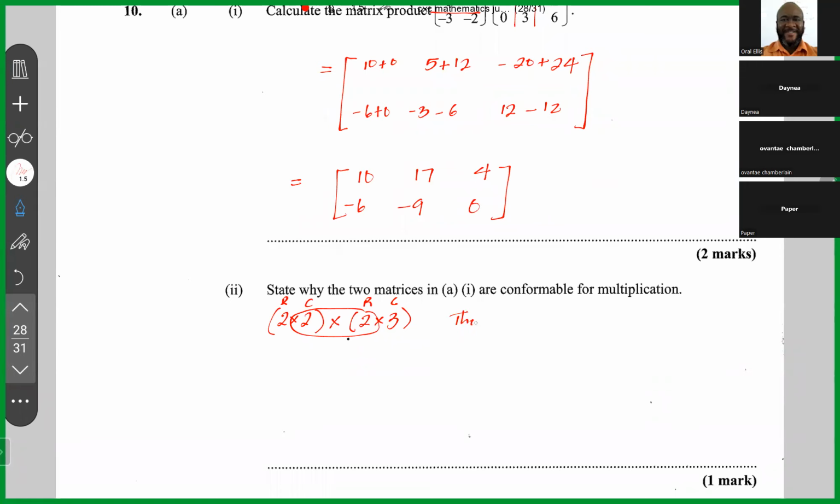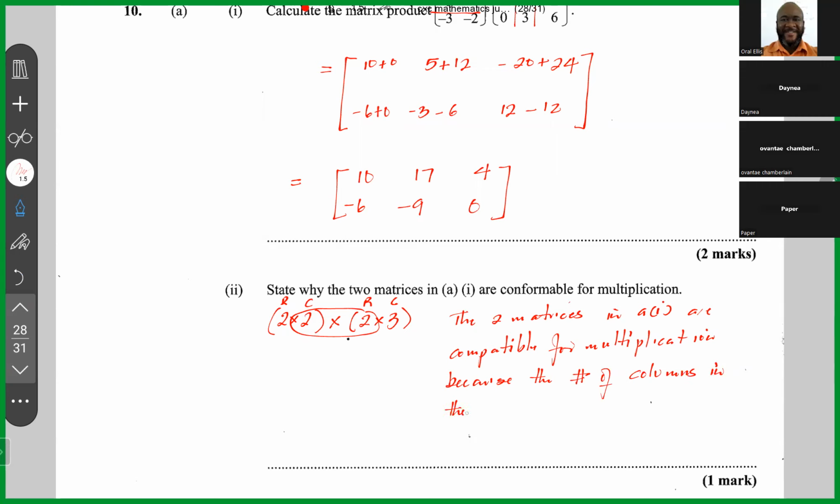So the two matrices are compatible for multiplication because the number of columns in the first matrix is equal to the number of rows in the second matrix.